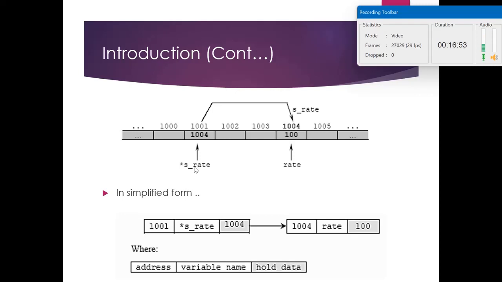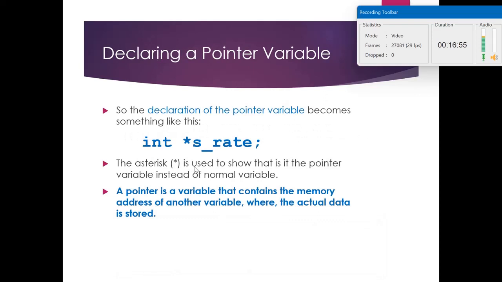Clear? We declare it as an integer pointer because s_rate is pointing to an integer variable. The asterisk is used to show that it is a pointer variable instead of a normal variable. We use this asterisk to show that it is a pointer. A pointer is a variable that contains the memory address of another variable where the actual data is stored.